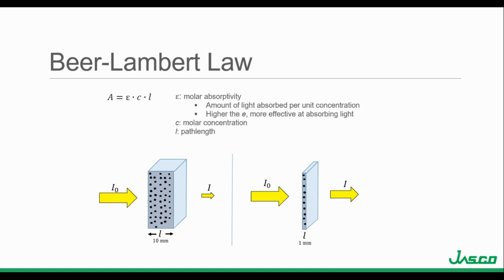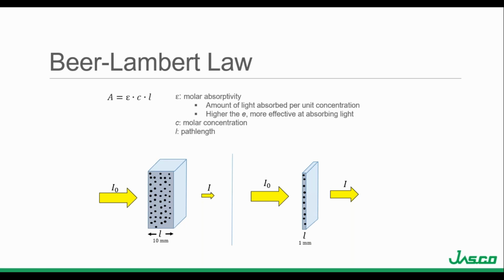The amount of light absorbed by the sample depends on the number of molecules interacted with, or the concentration. So the more concentrated a sample is, the more molecules are present and the higher the absorbance. Additionally, the longer the path length of the cell, the longer the light travels through the sample, which increases the number of molecules it interacts with and therefore the absorbance as well.